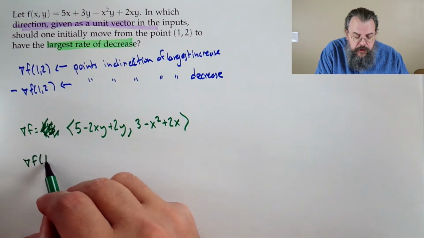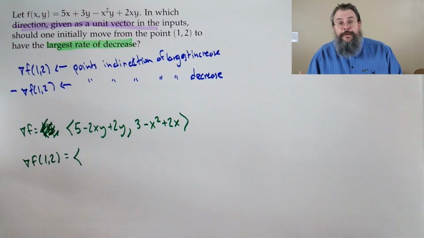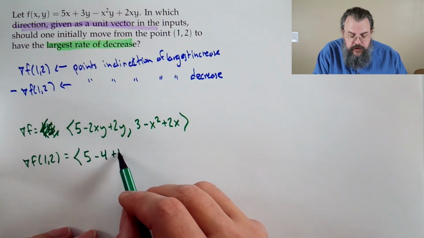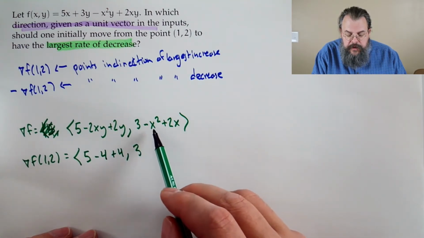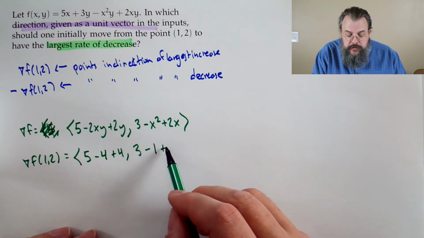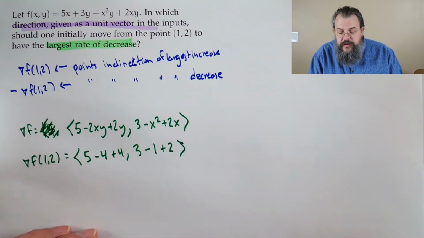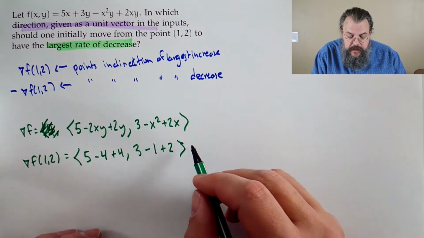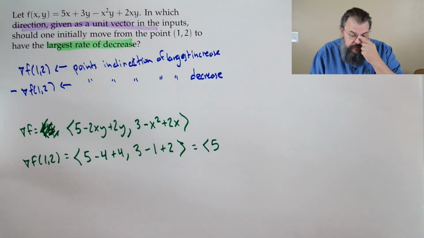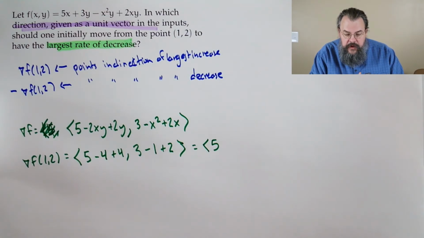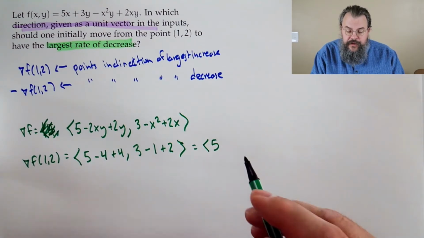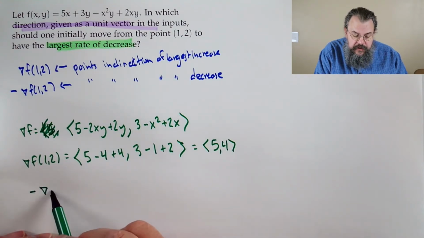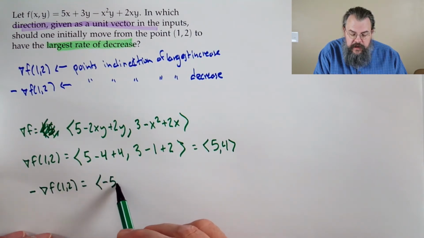We're going to evaluate it at the point (1, 2). So everywhere we see an x, we put in a 1, where we see a y, we put a 2. So we'd have 5 minus 2 times 1 times 2, 4, plus 2 times 2, 4, comma, 3 minus 1 plus 2. We clean it up: 5 minus 4 plus 4 will be 5. And 3 minus 1 plus 2 is 4. So we're almost there. The negative of the gradient would be (-5, -4).